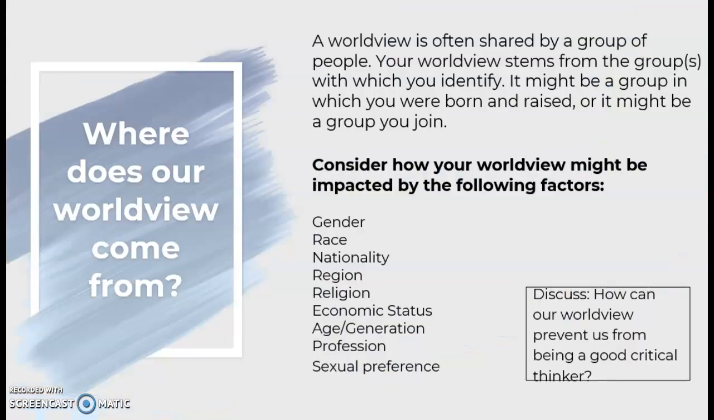So some things that impact our worldview include things like gender, race, nationality, region, like where we were born, urban versus rural, our religion, our economic status, our age, our career path, what profession we're in, our sexual preference. So all of those things can come together to create a worldview. And really, no two people have the exact same worldview, right? If you think about it, no two people will have the exact same set of circumstances or experiences. But it is worth noting that you probably share parts of your worldview with other people around you. So it's important to be able to identify not just your own worldview, but also the worldview of the author or the worldview that's being presented in a text.